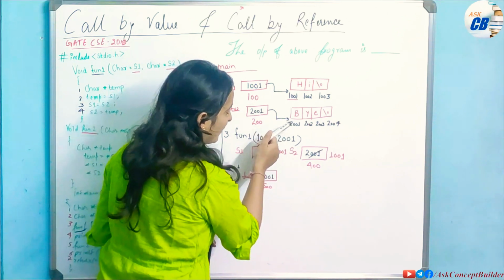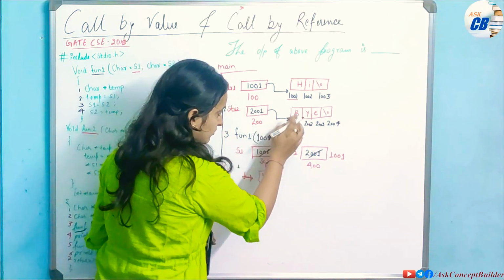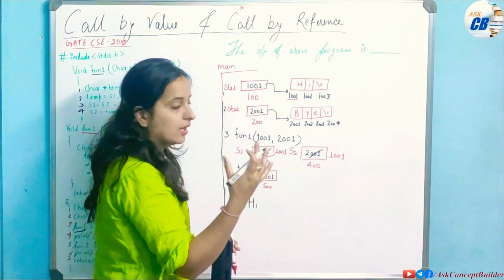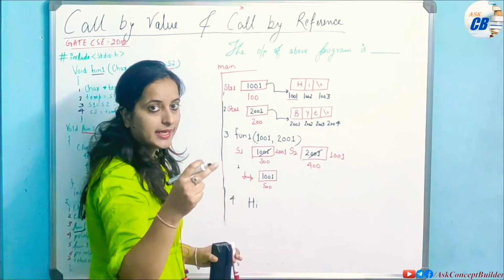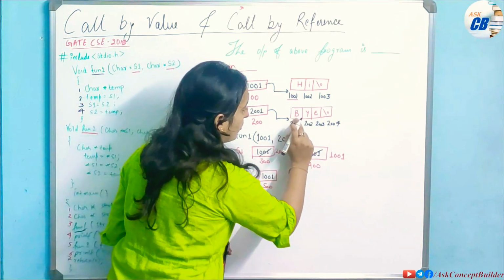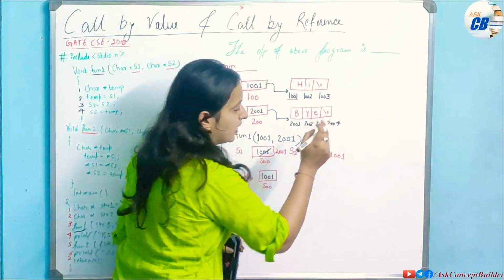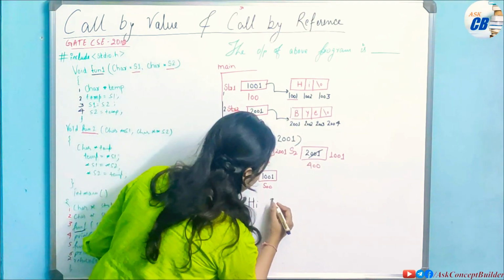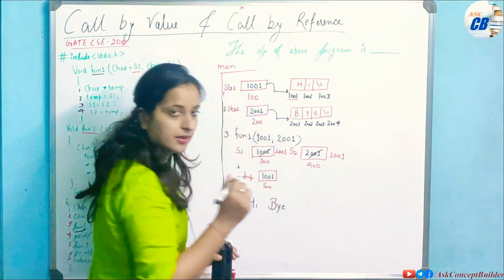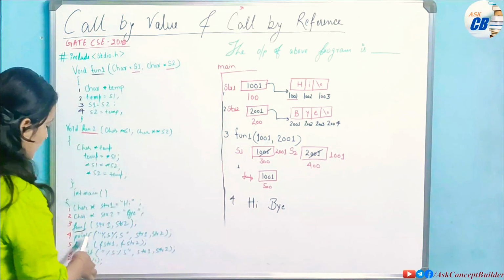Again you have to print the string from 2001 onwards to the point where it gets a null character. So it will start printing from here, BYE. Here we get the null character, so it will stop here. Now this is printing bye here. Okay, fine. So this statement is completed.